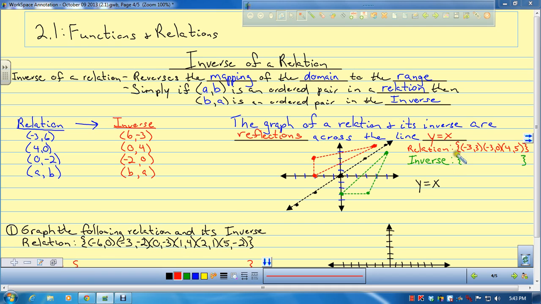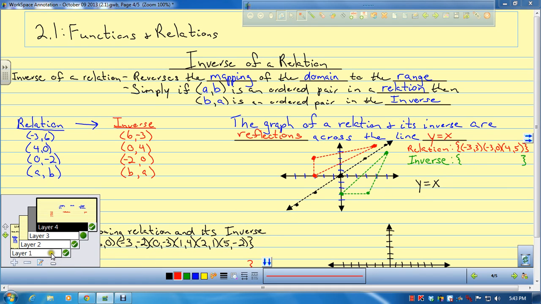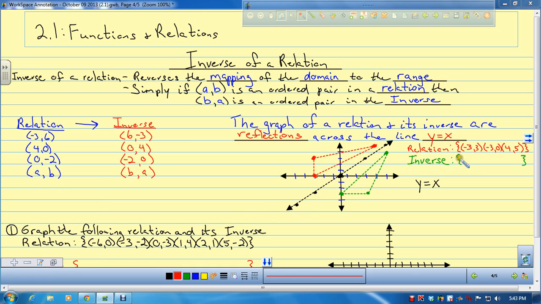Oh, I did forget to fill in the points. I knew I was going to forget something there. I should put this in green as well. Give me just a second. So 3, -3, 0, -3, and 5, 4.